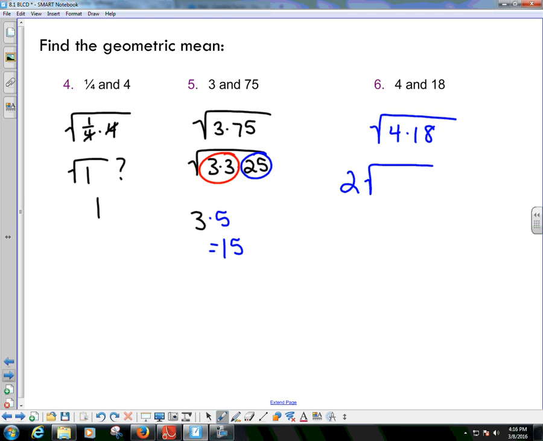And then I can look at 18 and I can think about what perfect square might go into 18. Well, the biggest perfect square that goes into 18 is 9. So 18 is 9 times 2. What's the square root of 9? Well, that's 3. So I'm going to say 2 times 3 times the square root of 2 because I can't do anything with that. 2 times 3 is 6. And the square root of 2 is as simplified as that gets. So that's going to be my final answer for that one.